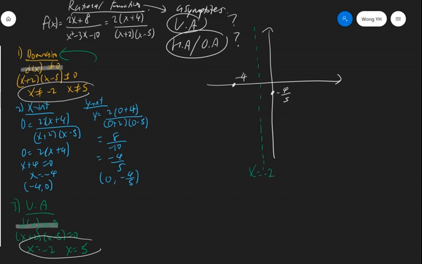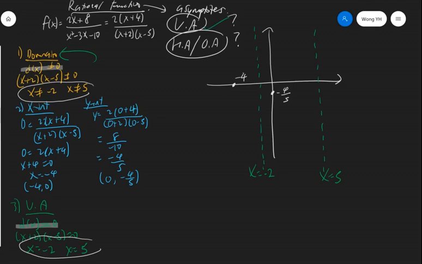The second one is x equal to 5. So put it here. Okay, use a dotted line. Label it and make sure you write down the equation. This is x equal to 5. Okay. So we have found the VA.